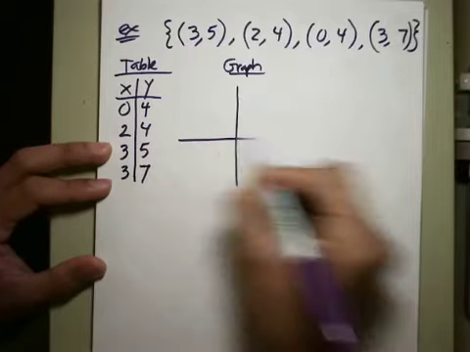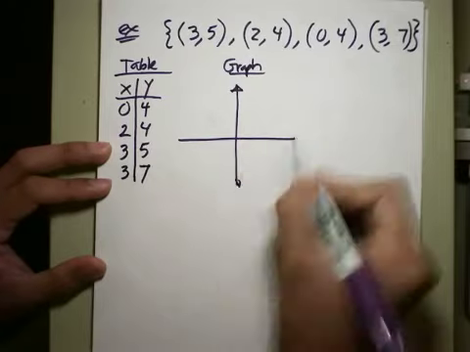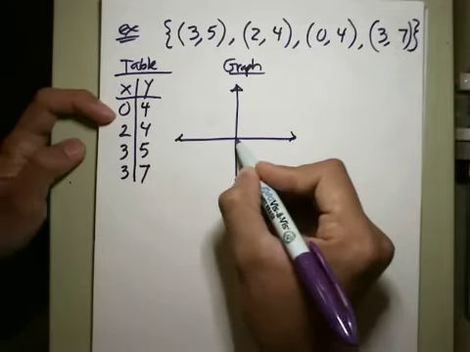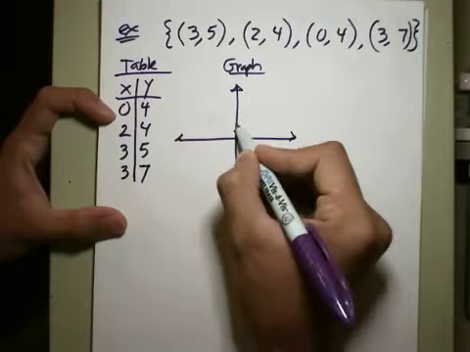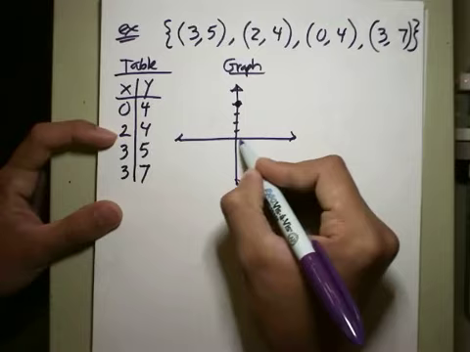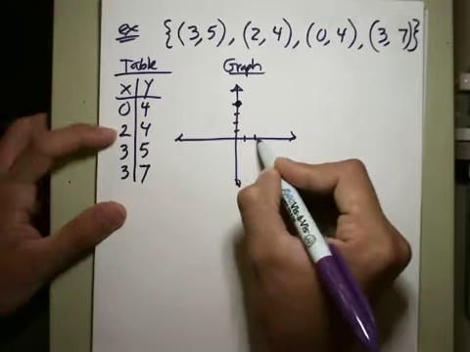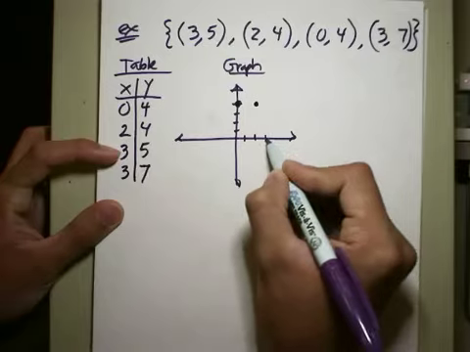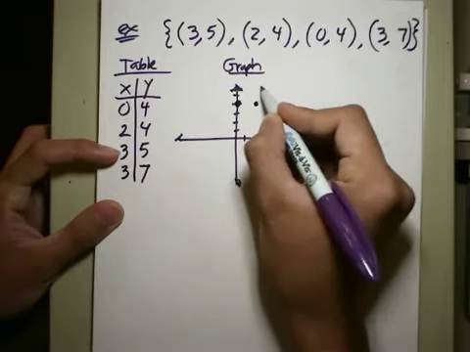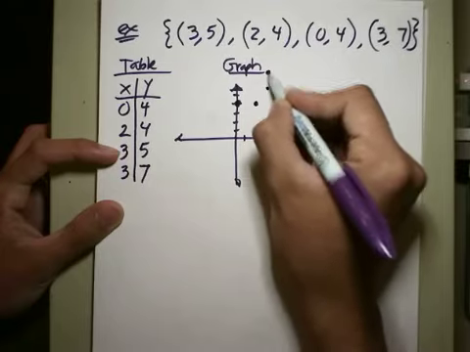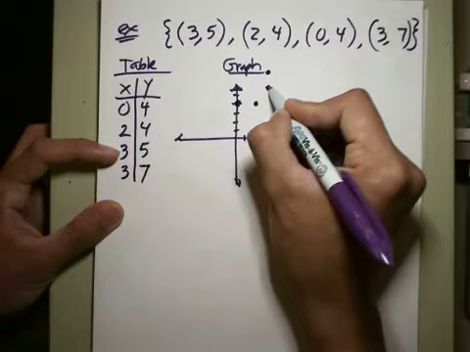Here's your x and your y. Here's your y. Here's your x. 0, remember 0 is horizontal, as you don't move anywhere. 0, 4, so I'm going to go 1, 2, 3, 4. That's my first point. 2, 4 is to go 2 to the right because that's positive, and 4 up. 3, 5, so I'm going to go 3 to the right and then 5 up, somewhere right here. And 3, 7 is going to be way up here. Okay, as you can see that.